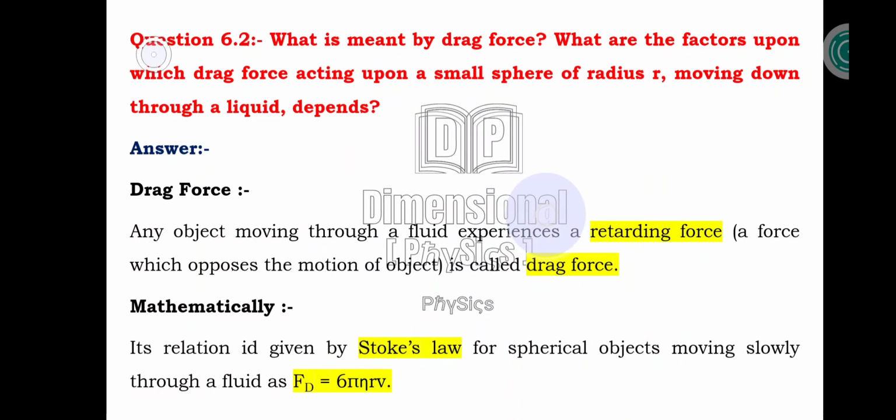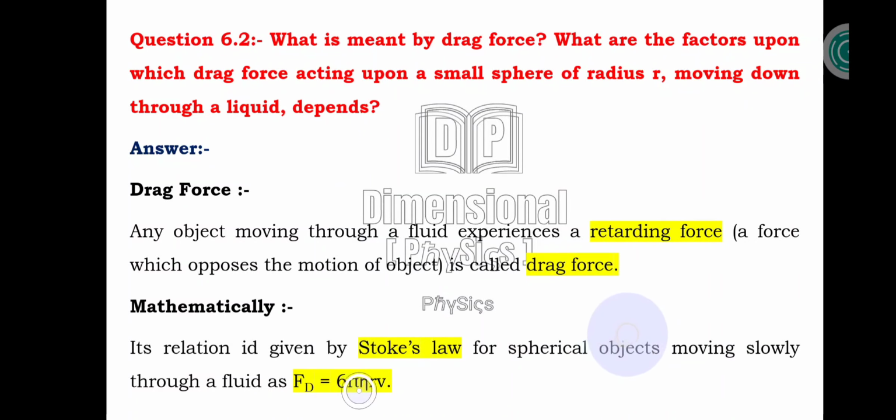So next student question 6.2. What is meant by drag force? What are the factors upon which drag force acting upon a small sphere of radius r moving down through a liquid depends? So student, first of all, drag force. Any object moving through a fluid experiences a retarding force, a force which opposes the motion of the object, and it is called drag force. Mathematically, its relation is given by Stokes' law for a spherical object moving slowly through a fluid.